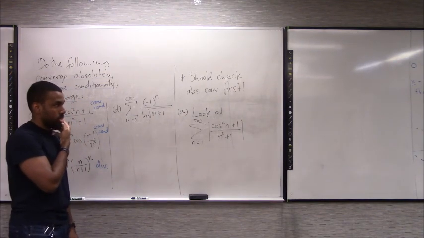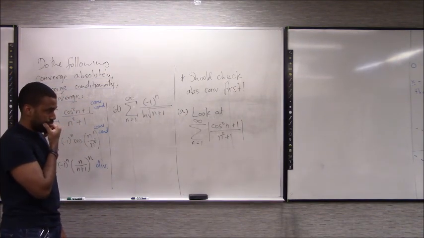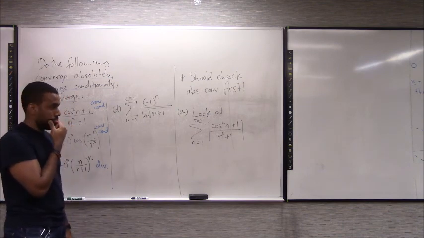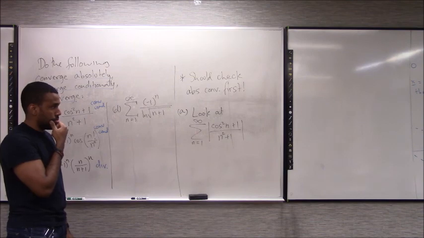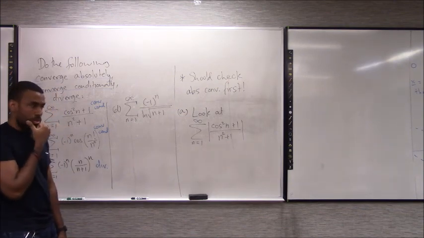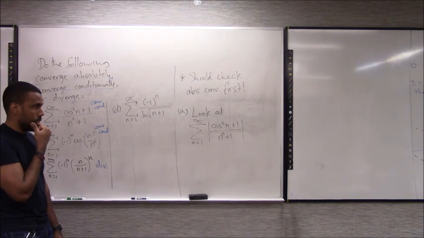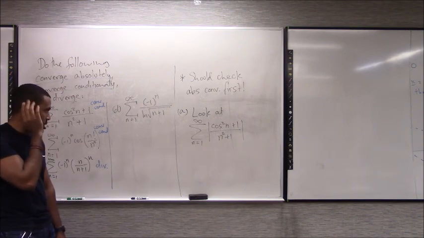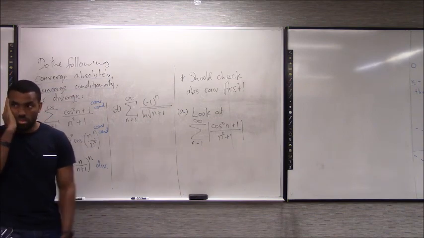What do you think? What kind of test can I do here? Ratio test? Ratio test, that would be inconclusive. The big guy here is the n squared. So you would have the n plus 1 all squared over the n squared. They're going to behave the same.